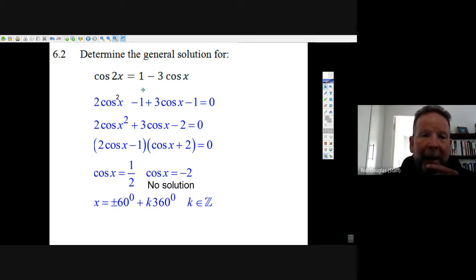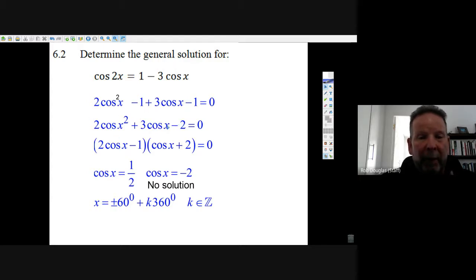And then I'm adding 3 cos x, and I'm subtracting 1 from both sides. You always want to make a quadratic equal 0 to put it in standard form. Well, minus 1 is minus 2. Here's the quadratic we have to factor. It's kind of like 2x squared plus 3x minus 2.